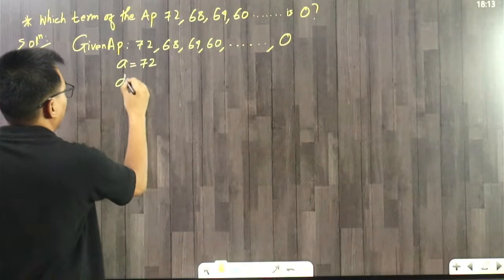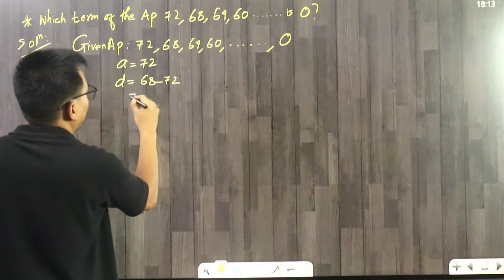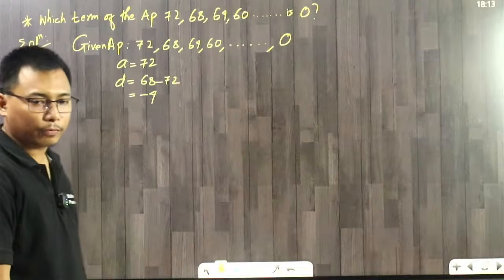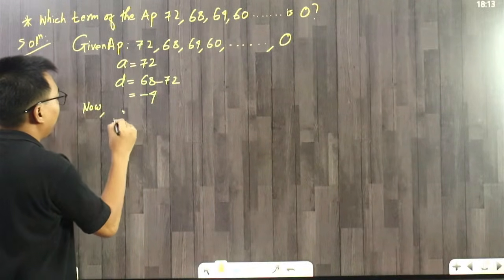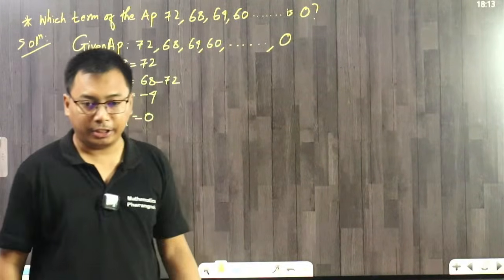So let's first write what is A. A is 72. D is second term, which is 68, minus first term, which is 72. So 68 minus 72 will be minus 4. D equals minus 4. Now, An is equal to 0. Our nth term, which is the last term, is 0.